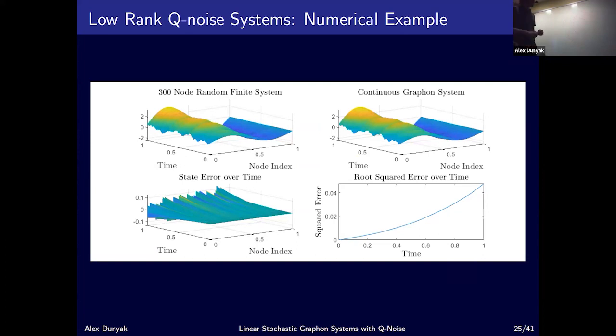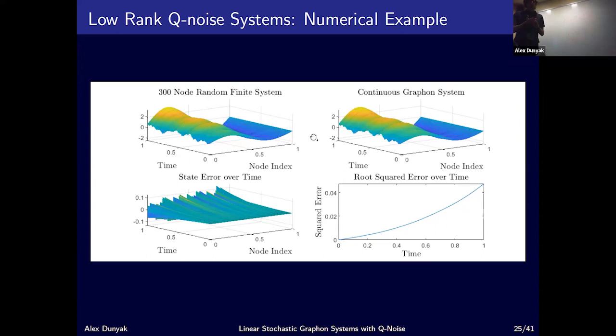But first, when we just run our graph averaging system here on the top left, where the vertical part is the state, we see this one particular behavior of the system for a given Q-noise trajectory.